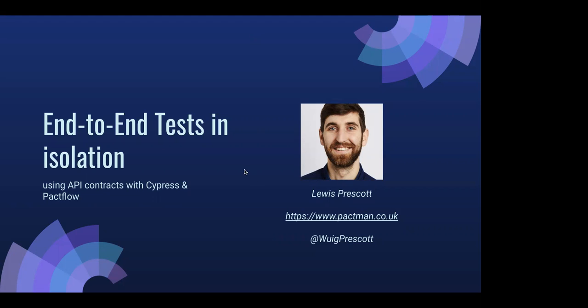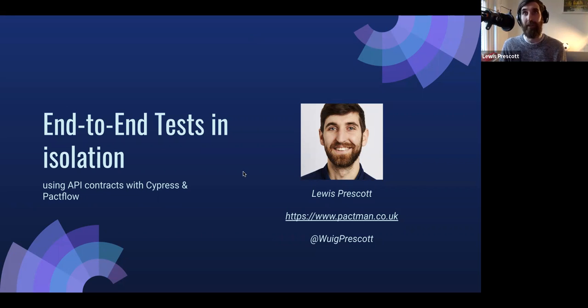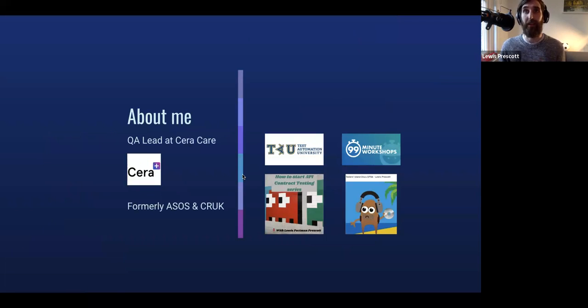Thank you. Cool. So my name is Lewis Prescott. I am a QA lead at Seracare. Seracare is a startup in the healthcare space. We work with carers and people going into people's homes to offer care. We are a startup based out of the UK, and we're looking to expand into Europe at the moment. But yeah, it's a really cool space to be in. Really enjoy working there. Before, I used to work for ASOS and Cancer Research UK, if you know those brands.